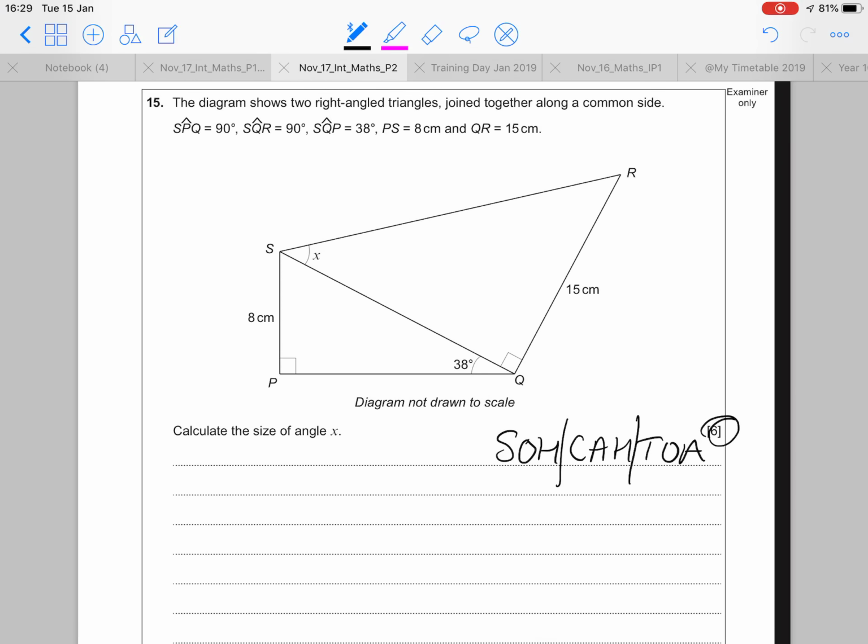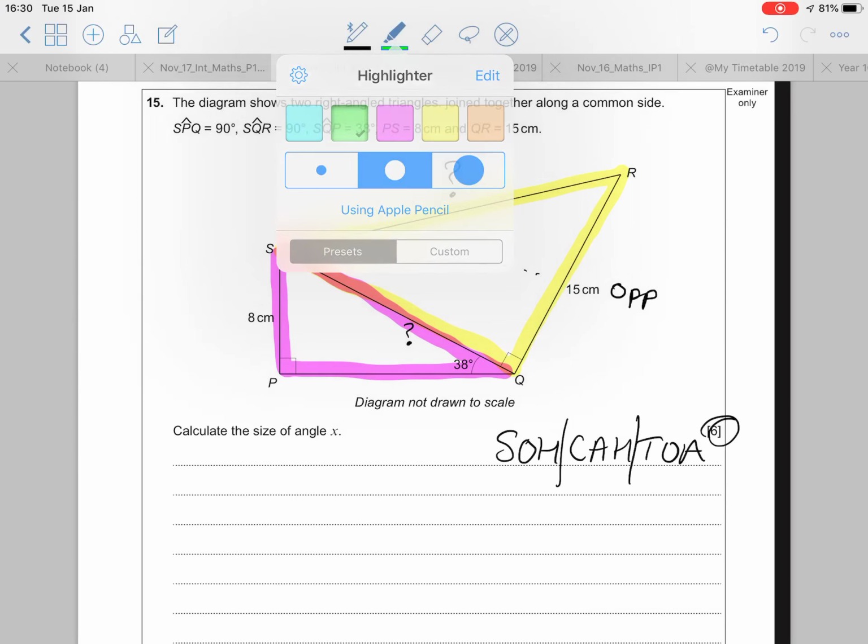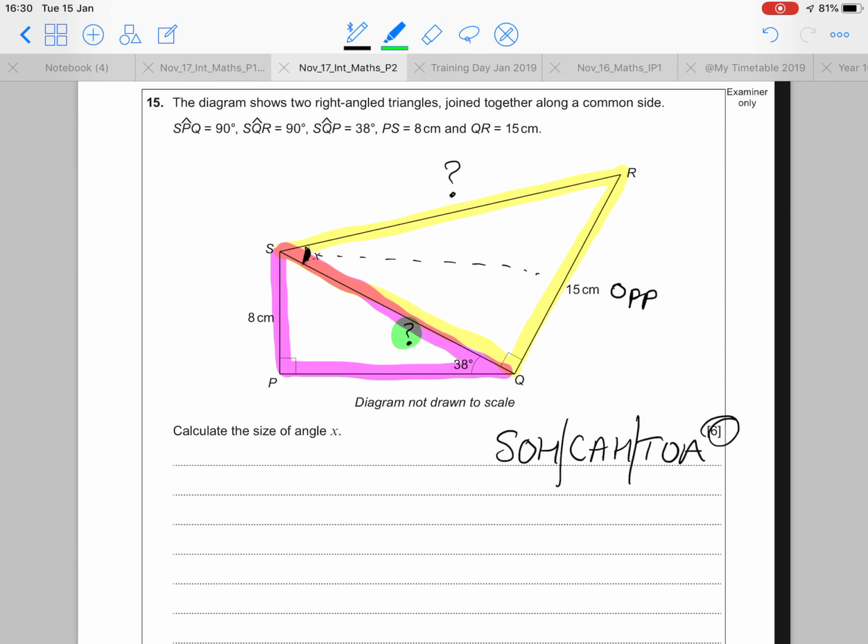This is going to be for a 6-mark question, a 2-step question. So I can see angle X here is in this yellow triangle. But I can also see that if I want angle X, I know the opposite is 15, but I don't know anything about the hypotenuse or the adjacent. So I have to find that first. But the adjacent is also part of this triangle. So if I've got any chance of finding something helpful, it will be this number here.